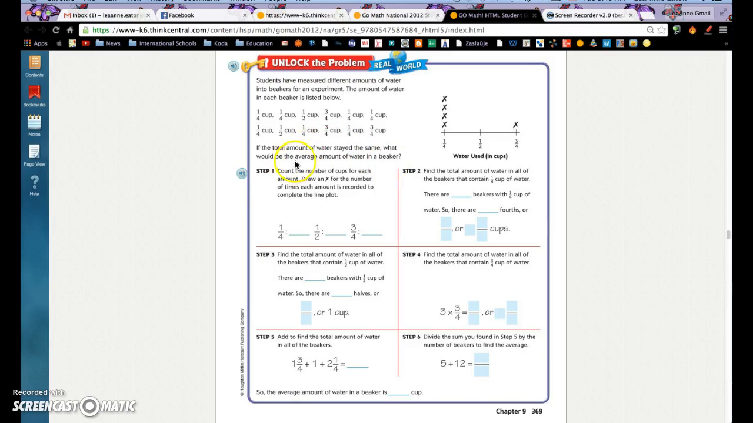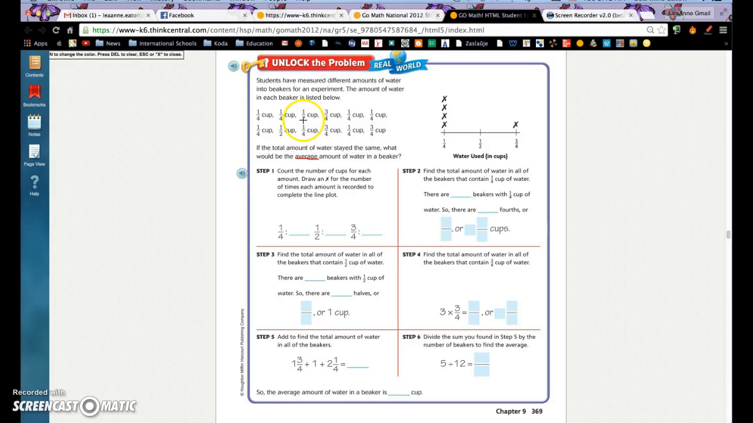Well, we know that to find the average, we have to add all the numbers and then divide by the number of numbers. So we have to add 1/4 plus 1/4 plus 1/2 plus 3/4 plus 1/4 plus 1/4 plus 1/4 plus 1/2 plus 1/4 plus 3/4 plus 1/4 plus 3/4. And then we divide by the total number. We have 1, 2, 3, 4, 5, 6, 7, 8, 9, 10, 11, 12. So once we've added them all, we have to divide by 12.